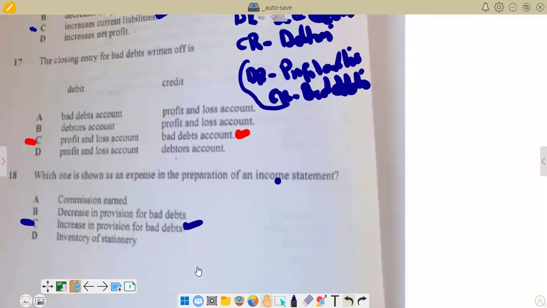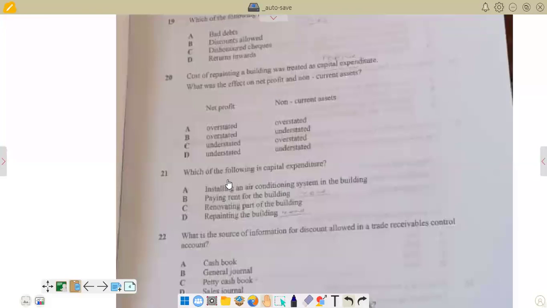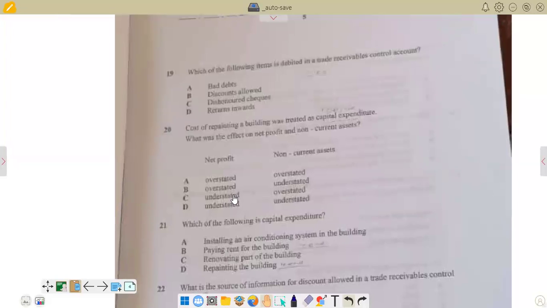There we can move on to the next page to see what we have. We are now on number 19, which of the following items is debited in a trade receivable control account. So remember, the most appropriate answer there, if you check, we have got our dishonored cheques. They should be on the debit side of the trade receivables control.